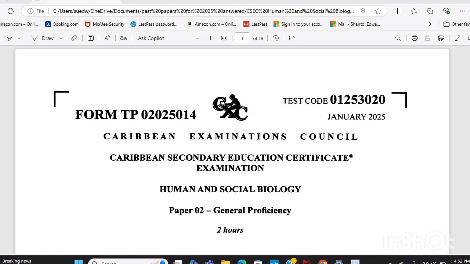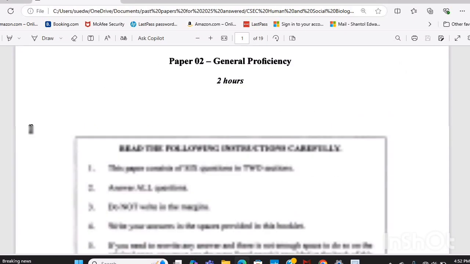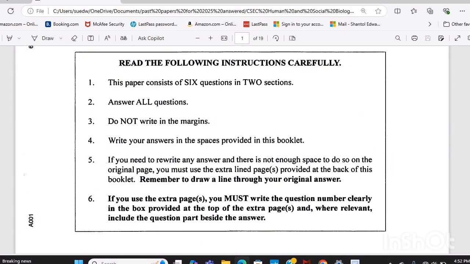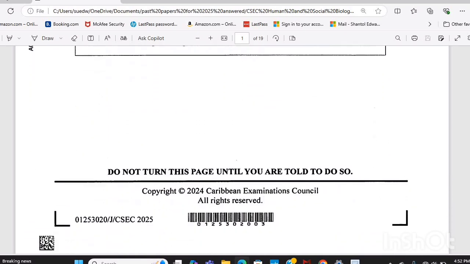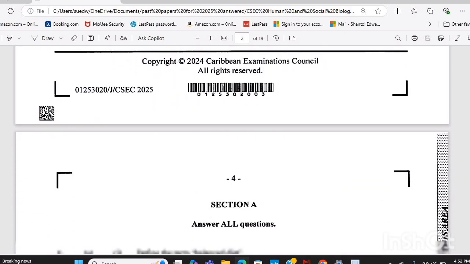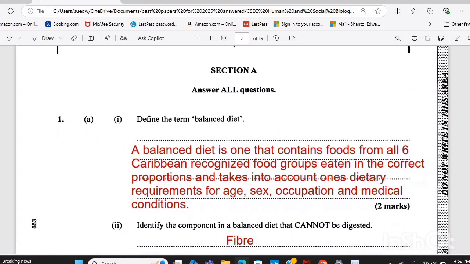For those of you who are sitting the examination for the very first time, remember your Human and Social Biology paper 2 is going to be for an approximate 2 hours, and it consists of 6 questions which are broken down into 2 sections. You must answer all questions, so there are no optional questions, and you must write all your answers in the booklet that you are provided with. So let's get right into this paper. Let's see what they did for this exam.